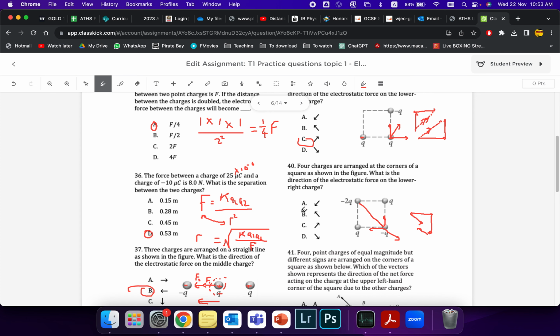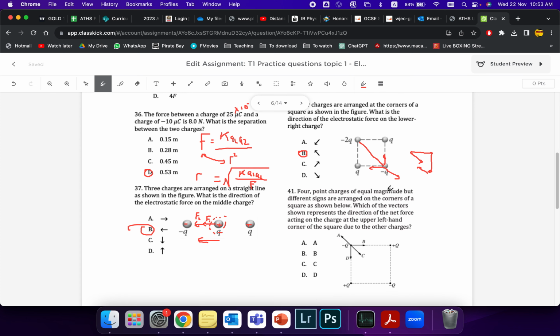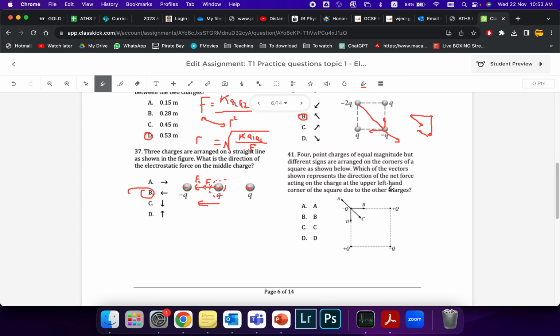And you can always double check by doing the vector addition simulation. We did that in class. You can also check that out again. The link is in the PowerPoint, or you can just search it on Google.